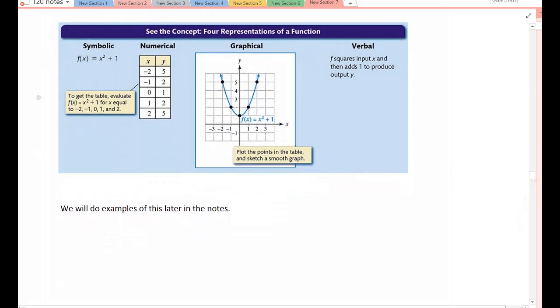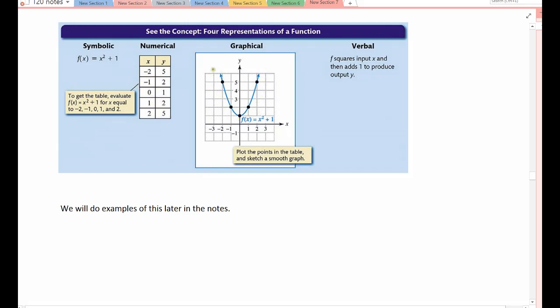And so the four representations. So symbolic is the function. Numerical would be setting up a table of values where you pick x values and you find the corresponding y values. These correspond to points, right? We have the points (-2, 5), (-1, 2), (0, 1), (1, 2), and (2, 5). And those are the points that we use to graph.